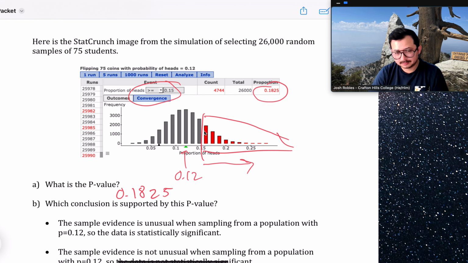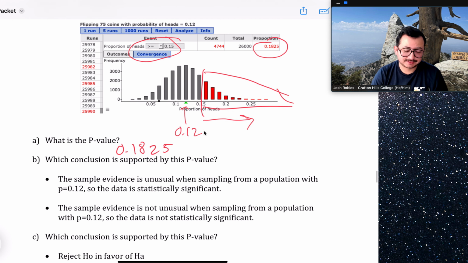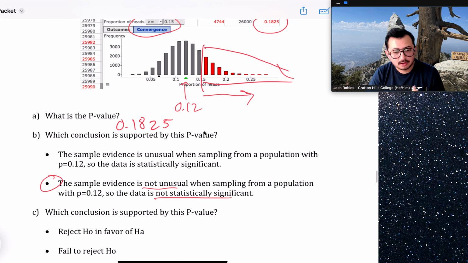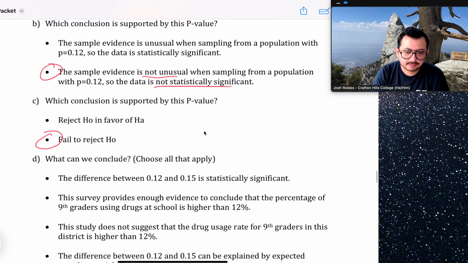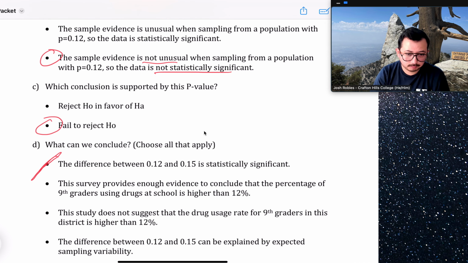Great, is that a big p-value or a small p-value? Cutoff is 5%. This is 18%, so it's much bigger than that. Are we looking for big p-values, or are we looking for small p-values? We're looking for small p-values, so this is not really the outcome we were looking for. This is the not significant outcome. Our data is not significant. Our sample was not unusual. We're going to have all of the answers that mean we don't know. Fail to reject the null hypothesis. Is the difference statistically significant? Nope. Does the survey provide enough evidence to conclude that the drug use rate is more than 12%? Nope.